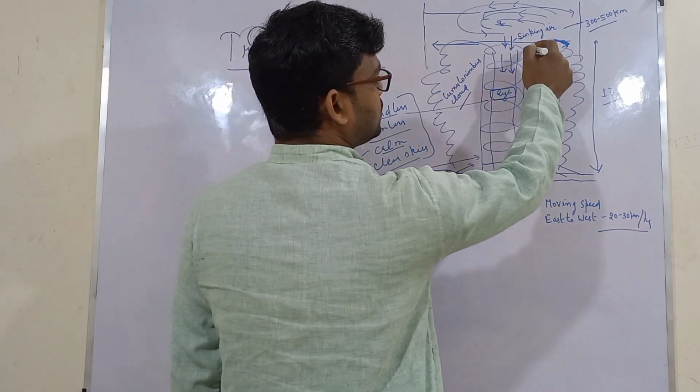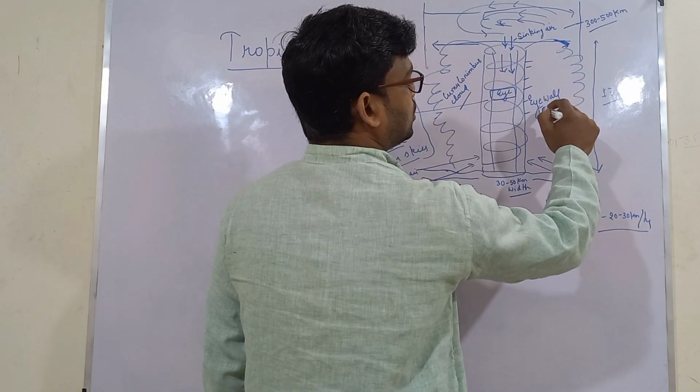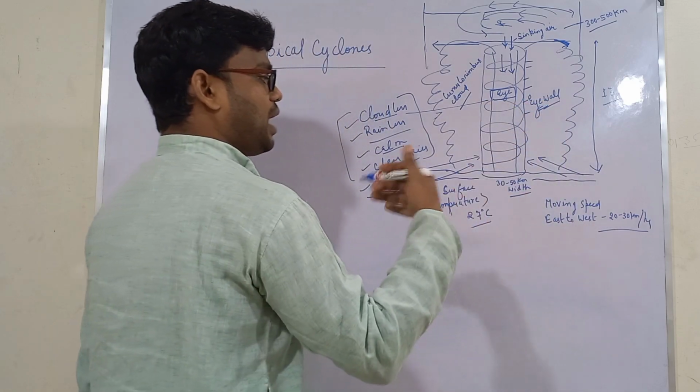Now on the verge of this eye lies the region which is known as the eye wall. Now what is the characteristic of the eye wall?